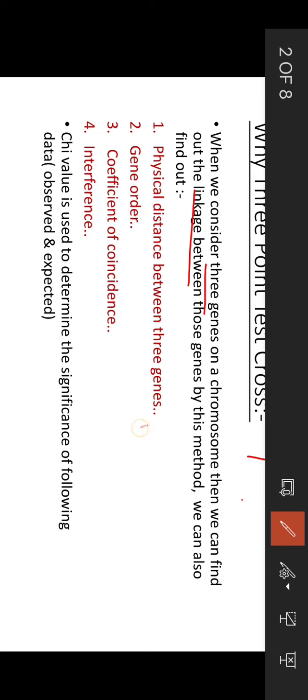We can also find out the distance between the 3 genes, the gene order, the coefficient of coincidence, as well as interference. So coefficient of coincidence shows how much occurrence of DCOs there has been, and interference shows how much inhibition there is in the occurrence of DCOs. And lastly, chi-square value is used to determine the significance of observed and expected data. That is, if there is a huge difference between observed and expected data, then the data is not valid.